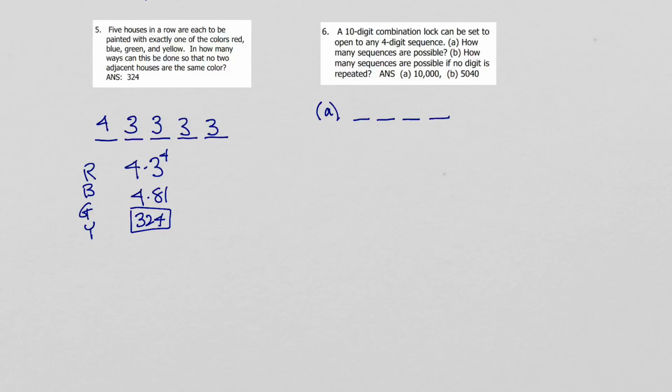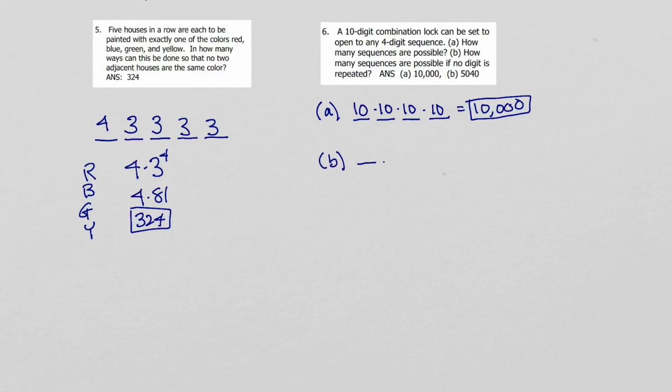How many sequences are possible? No restrictions. So we've got 10 digits to choose from. I think we could choose any one of these 10 digits for that first number, any one of 10 for the second, any one of 10, any one of 10, and we multiply those together, we get 10,000. Now that's, of course, with no restrictions. In part B now, I think we are going to have a restriction. How many sequences are possible if no digits can be repeated? So this is part B.